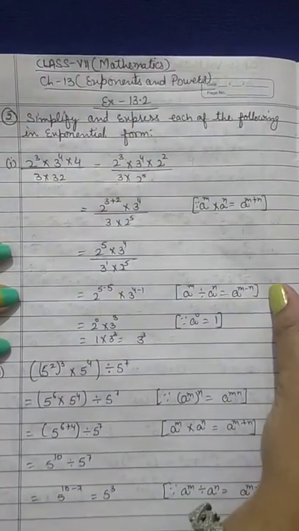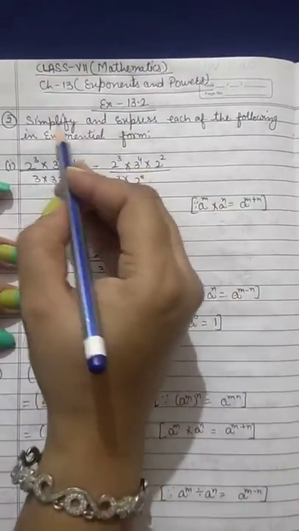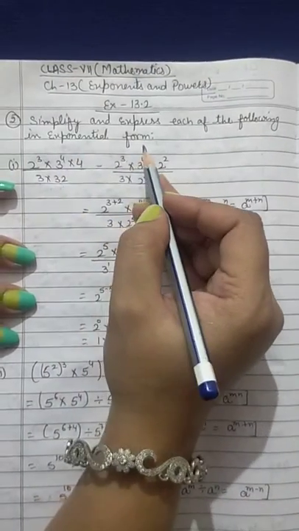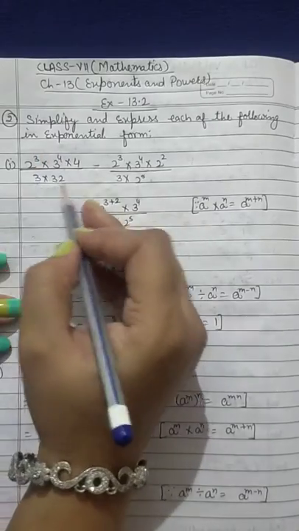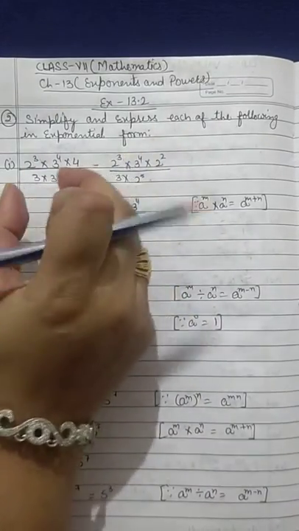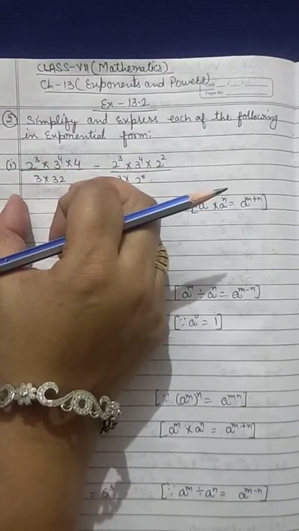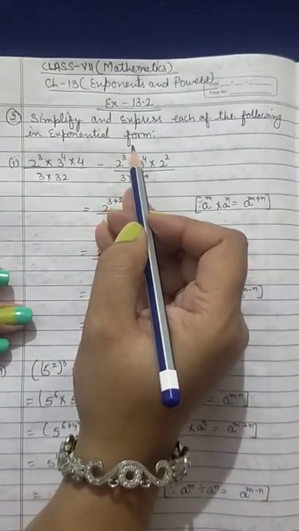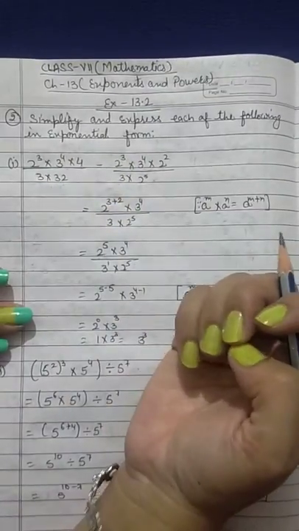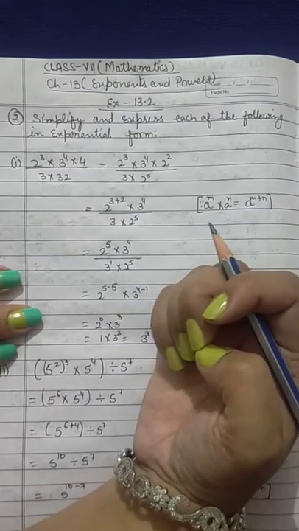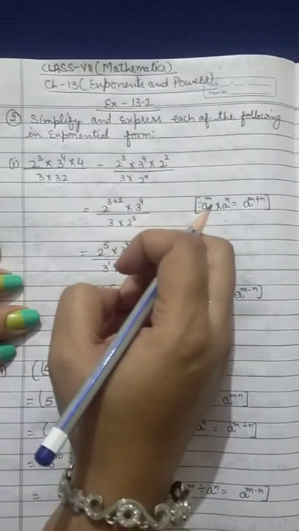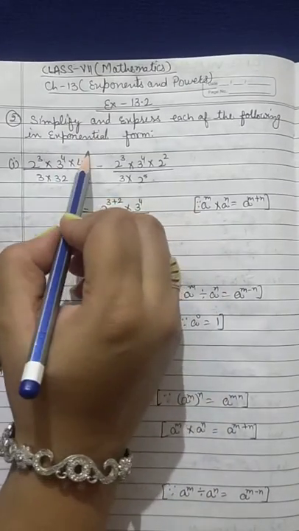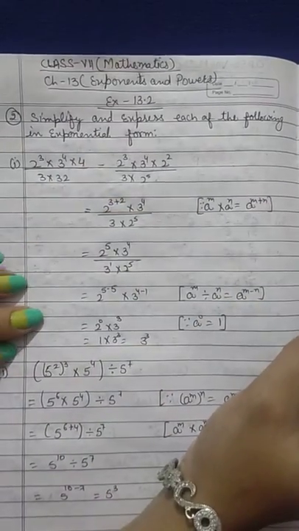So here in question number 2, what they're asking is: simplify and express each of the following in exponential form. It means we have this expression, and we have to simplify it and give the answer in the form of an exponential. With the help of the laws we used earlier in the previous sums, we will simplify this sum. At the end we will answer in the form of an exponential. So let's start it now.